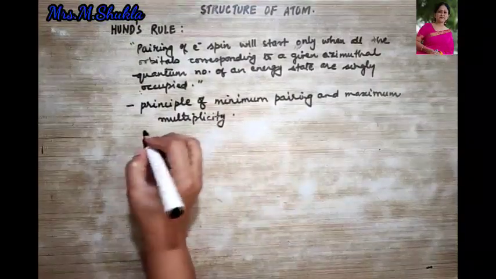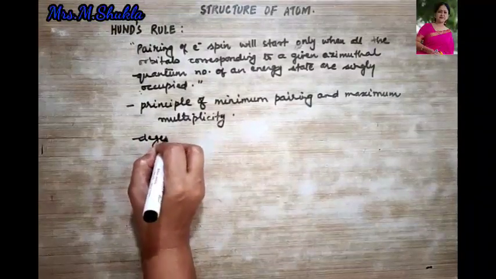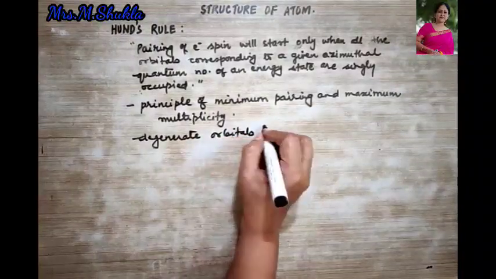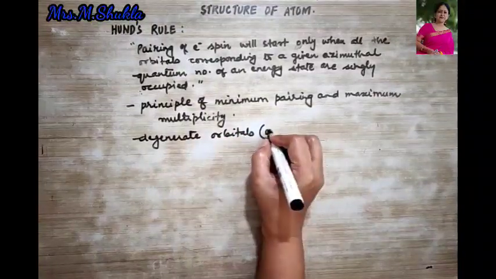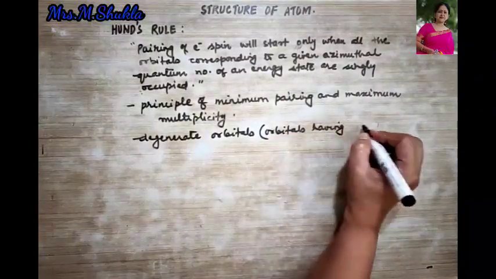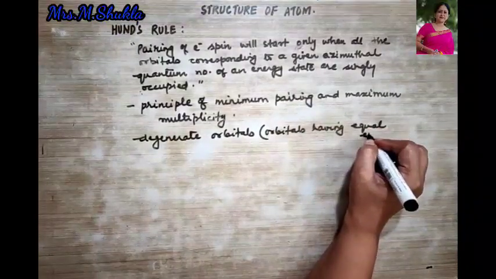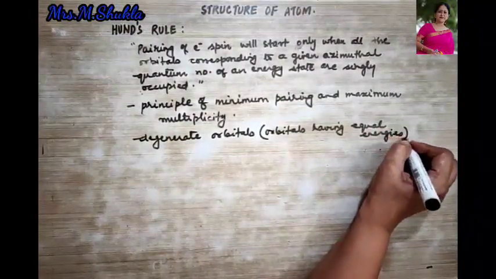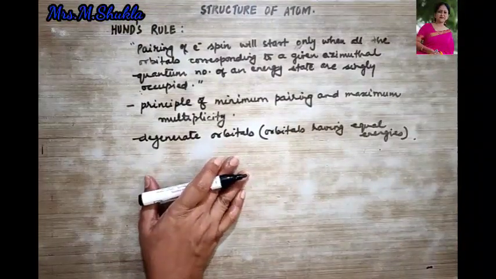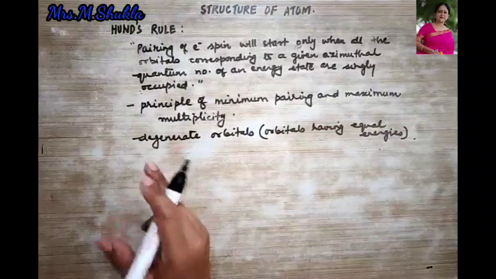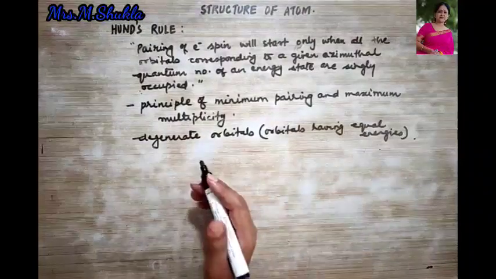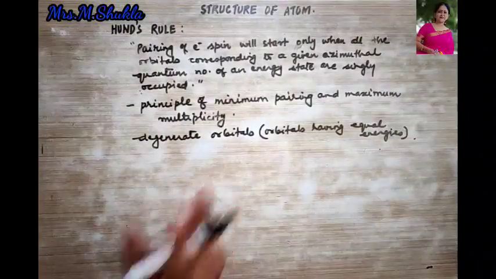So now we have come across a new word. What is that? Degenerate orbitals. So what do we mean by degenerate orbitals? They mean the orbitals having equal energies. Okay, they are termed also as degenerate orbitals. So over here, if the number of electrons is equal to or less than the number of degenerate orbitals, then the orbitals are always singly occupied.